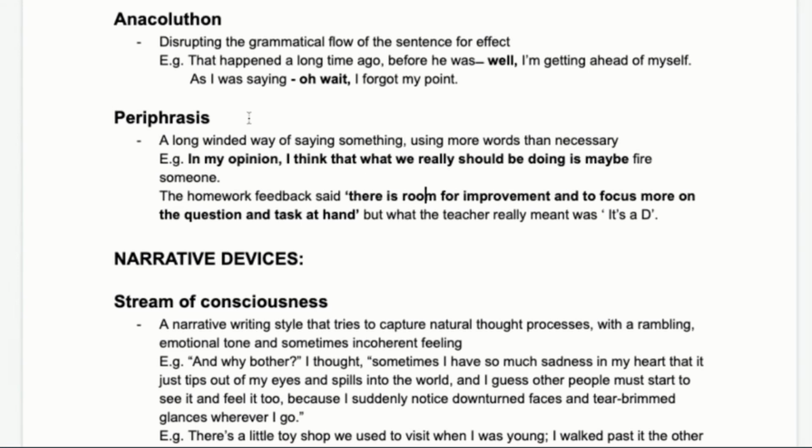And then the second example here, as I was saying, oh wait, I forgot my point. It creates a sort of digression, or it creates a disruption, but it also feels quite natural because people do that in real life. So it's a good example of natural dialogue. So yeah, a whole host of ways to use Anacoluthon, and I recommend it. It's a very good writing style technique, and it creates a nice narrative voice if you use that type of technique. So you can pause now and have a go at your own piece of Anacoluthon, and then we'll move on to the last rhetorical device.